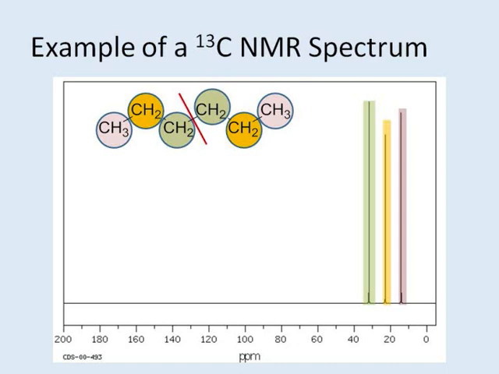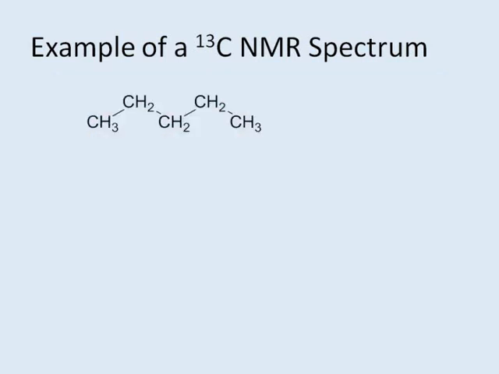Linear alkanes such as hexane, which contain an even number of carbon atoms, will have half as many peaks as there are carbon atoms. So what do you think will happen with a linear alkane such as pentane, which contains an odd number of carbon atoms? How many peaks will we see in the carbon-13 NMR spectrum of pentane? You might like to pause the video now to think about the answer to this question.